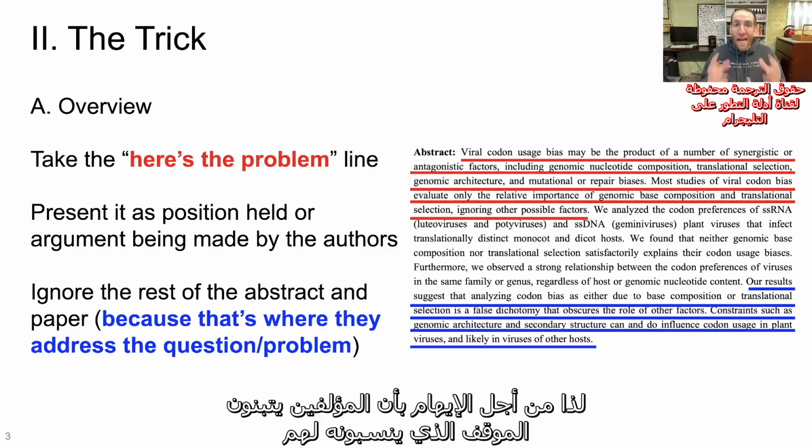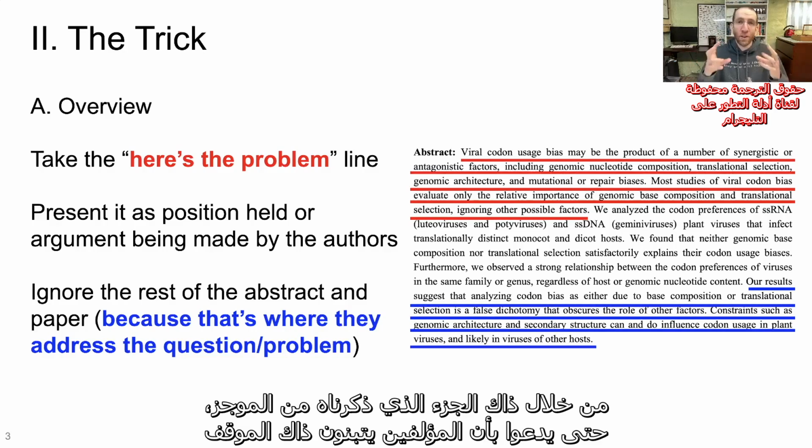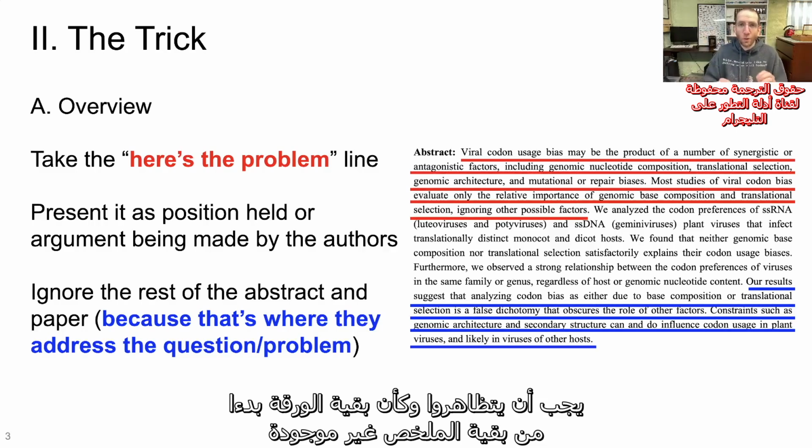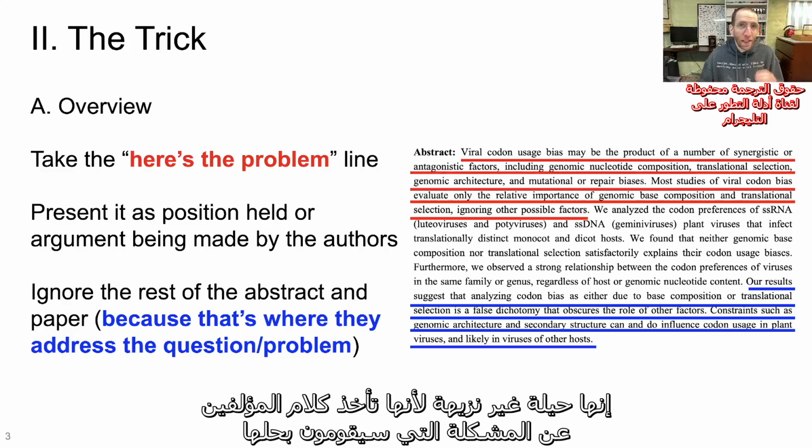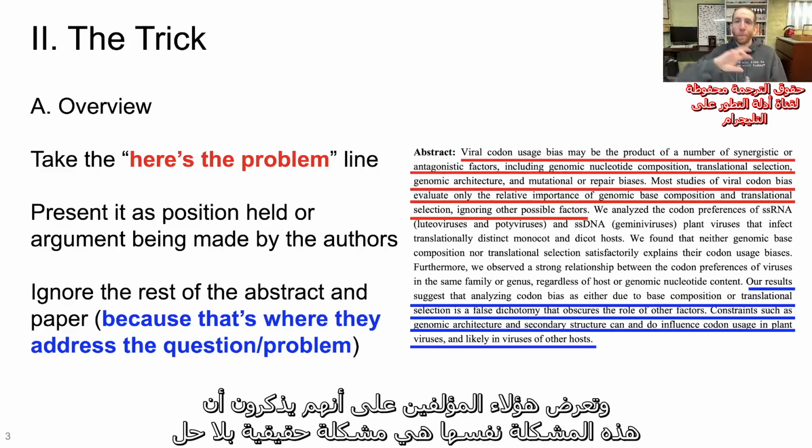So in order to make the claim that the authors actually hold the position that you could make it look like they hold, based on that early part of the abstract, you have to just pretend the rest of the paper, starting with the rest of the abstract, doesn't exist. It's an extremely dishonest trick because it takes the authors basically stating the problem they're going to solve, and it presents those authors as stating that the problem itself is an actual unsolved problem, right?